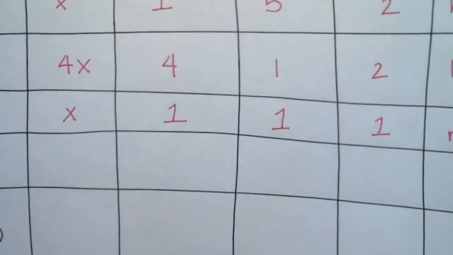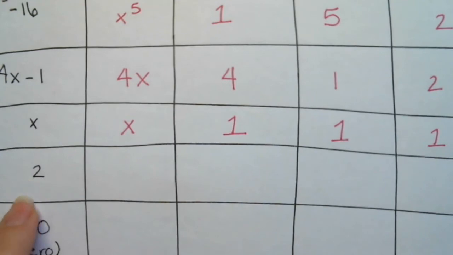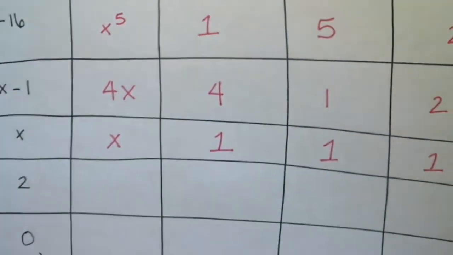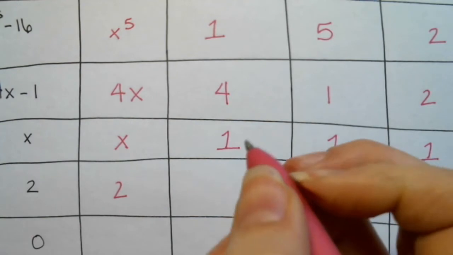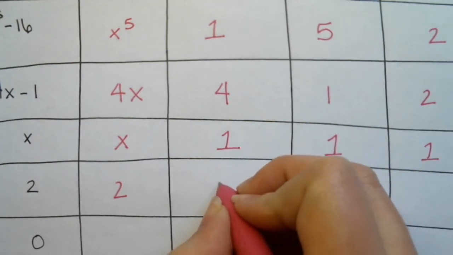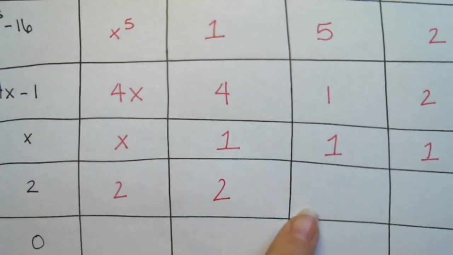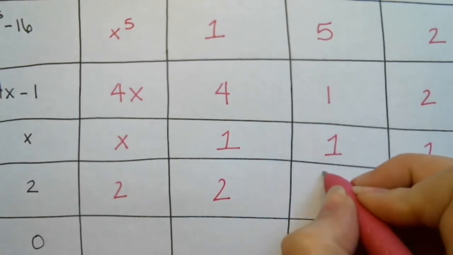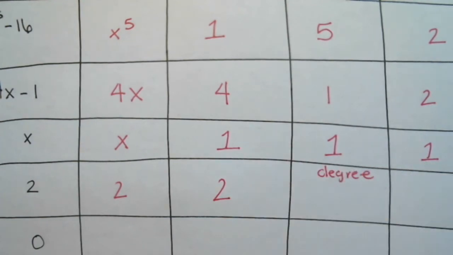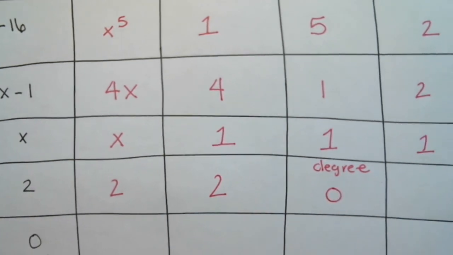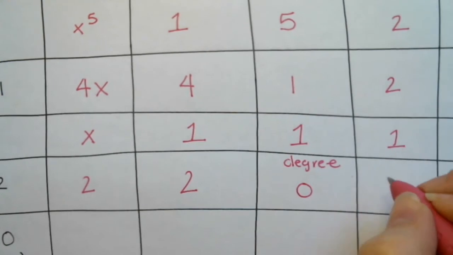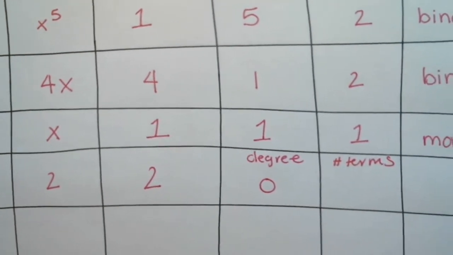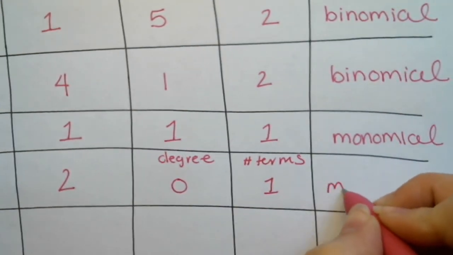Now, what about just 2? Remember, this first column is the leading term. If there's only one term, that term is the leading term. What's the coefficient? The coefficient is the numerical value of that term, so it is 2. The degree, because there's no x, is 0. The degree of any constant number is 0. The number of terms is 1, which makes it a monomial.